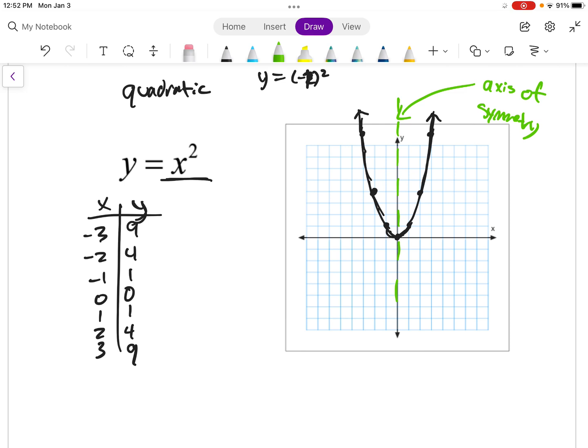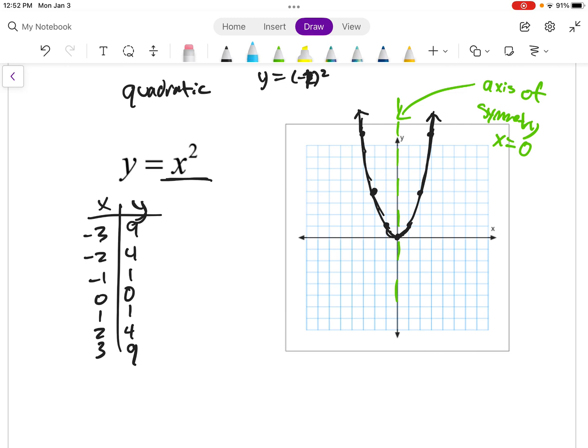Hey, by the way, on your assignment, you're going to be asked to write the equation of the axis of symmetry. Well, it's always a vertical line. And if you remember how you write the equation of a vertical line, it's always x equals whatever your x-intercept is. So that crosses the x-axis at 0. Okay, so we have an axis of symmetry at x equals 0.